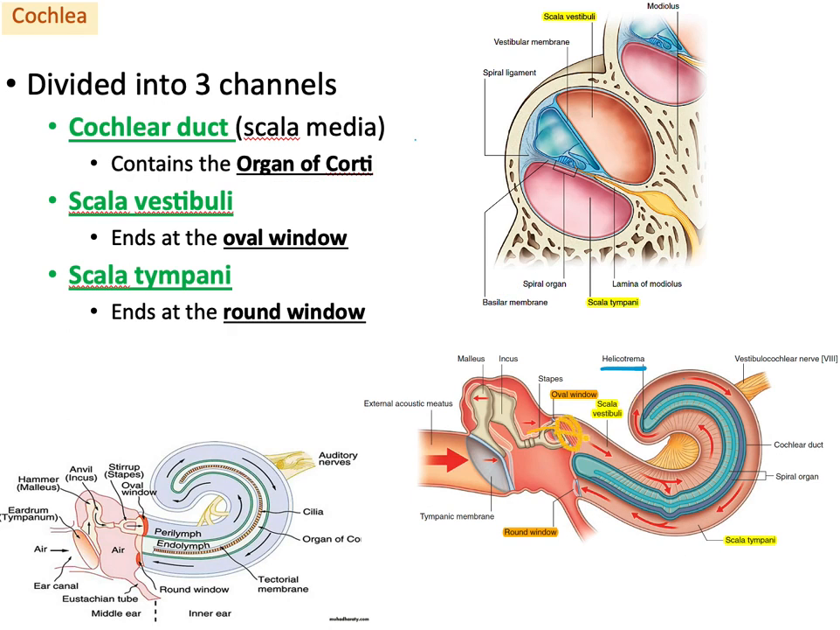then to scala vestibuli, then turns at this point, which we called helicotrema, and shifts to the other channel, because you know the cochlea is like that, right? So I'm trying to show you how it moves. Now the fluid moves to go back to the other side.